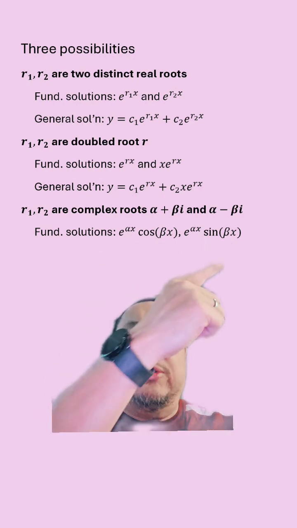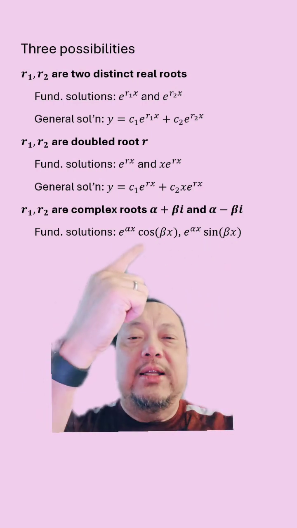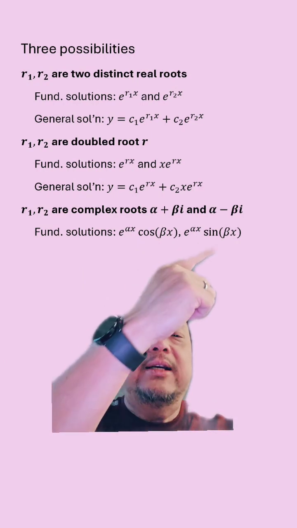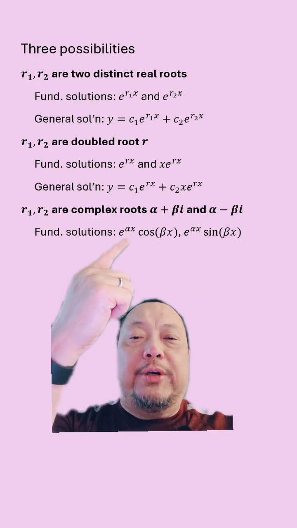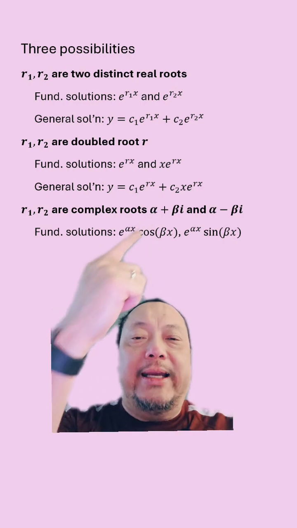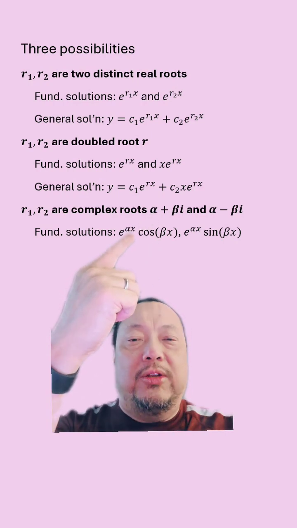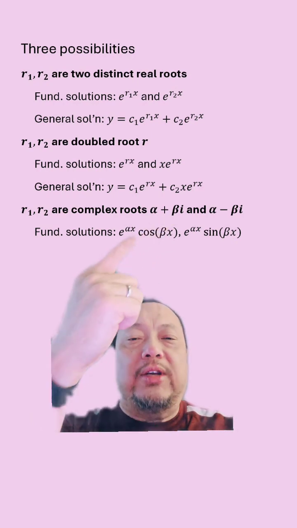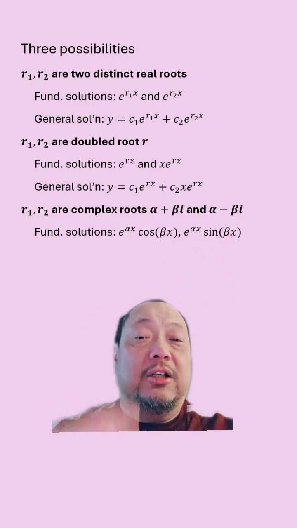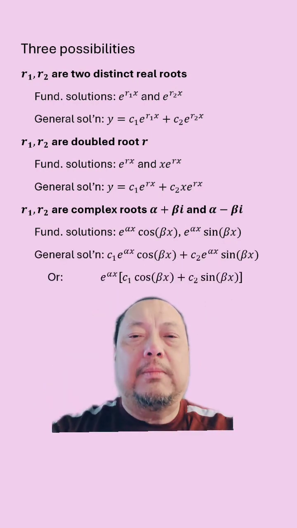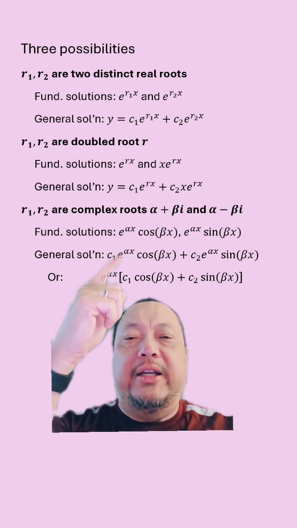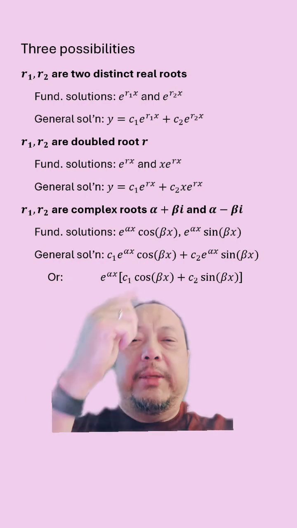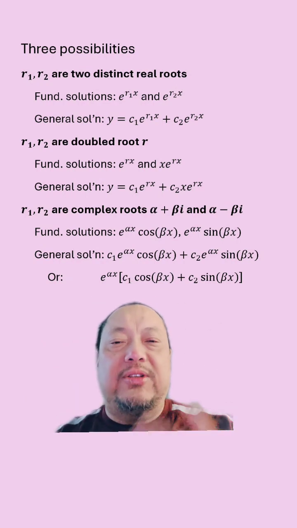So we end up with two fundamental solutions, e to the alpha x times cosine of beta x, and then e to the alpha x times sine of beta x. To remember, the alpha is the real part and it goes in the exponent of e to the power. The beta is the imaginary part and it goes into cosine on one solution and sine on the other solution. Then we do the same thing. We take a linear combination of these two fundamental solutions, C1 times the first fundamental solution plus C2 times the second.